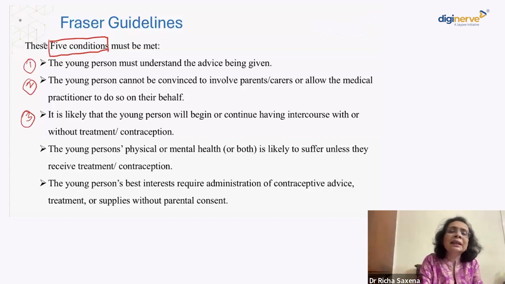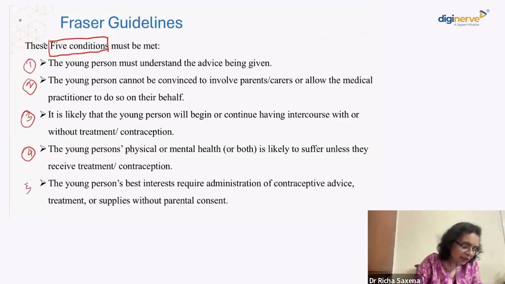Third is that the doctor feels that even if they do not prescribe contraception, the young person is anyway going to go ahead with sexual intercourse. And also, this activity might affect their mental or physical health if they are not prescribed treatment or contraception. So the doctor feels that if they do not prescribe contraception, 1, the young person is anyway going to go ahead with the intercourse, and 2, their mental or physical health may suffer if they are not prescribed the treatment, or in this case, contraception.